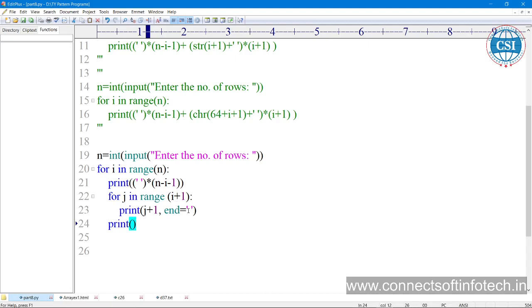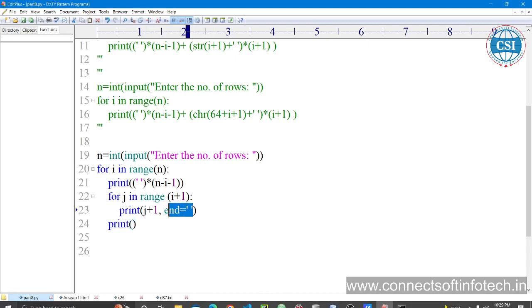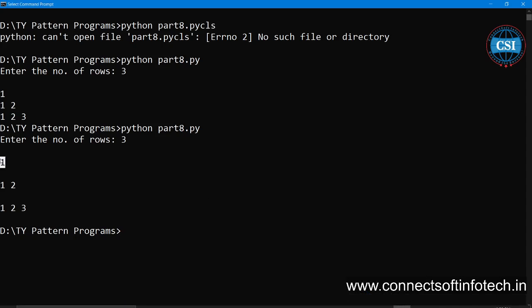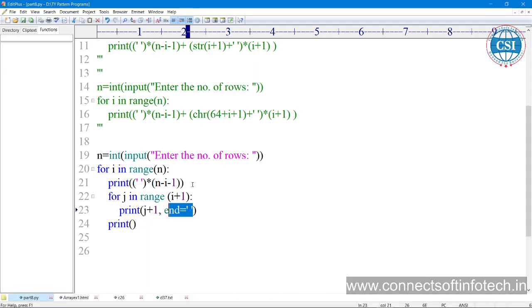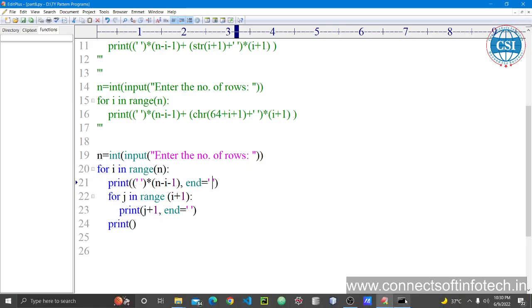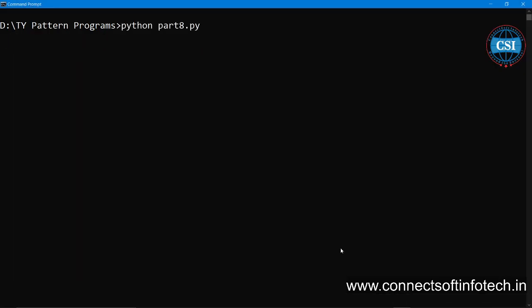But what is remaining here? We require the 1 in this position, this 1 2 in this position, and this 1 2 3 in this position. That means we have to convert it into the pyramid shape in the row. So what do we need to write here? Here we can give a comma and end equal to a space, so that we get the expected output. Execute, and the number of rows equal to 3 gives the perfect one.